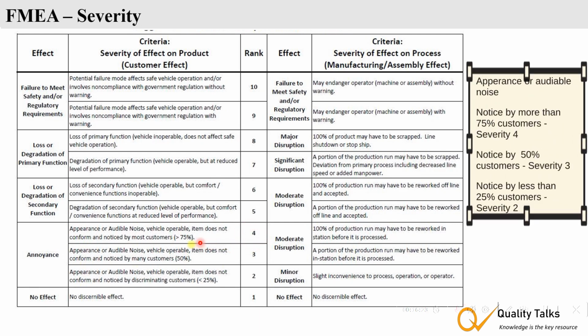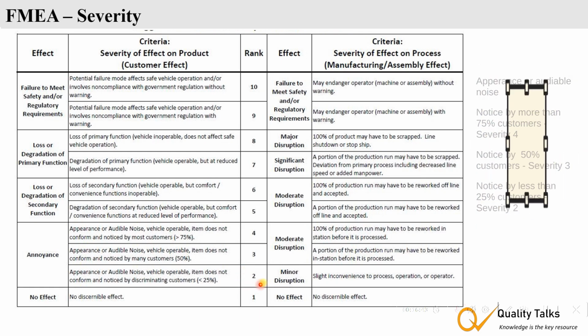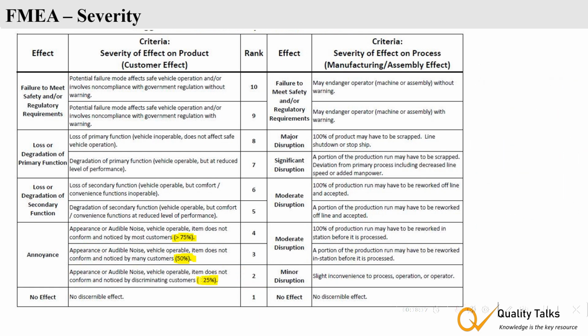Severity 3 is also the same, but now only 50% of customers can notice it. It is severity 3. Severity 2, the statement is the same, but less than 25% of customers can notice it. It is severity 2. Severity 1: no effect, no impact on the end user, is severity 1.